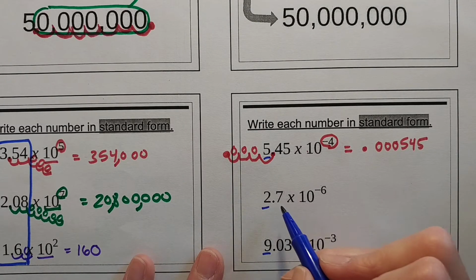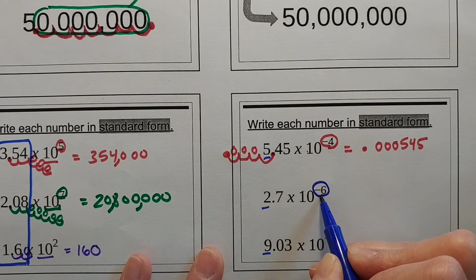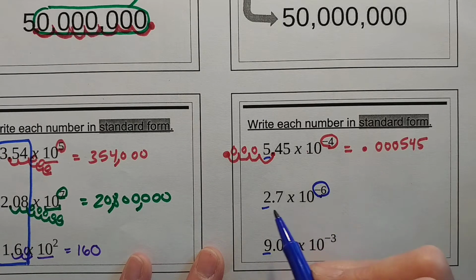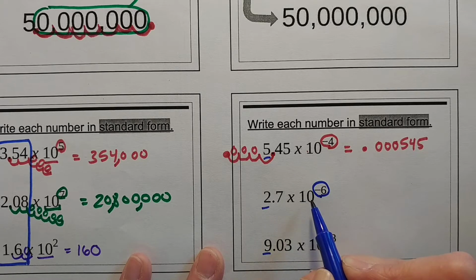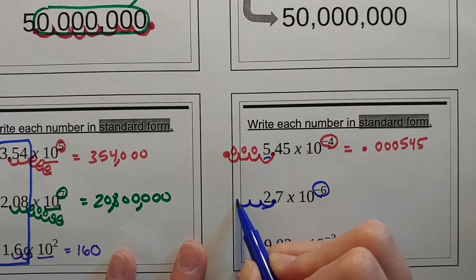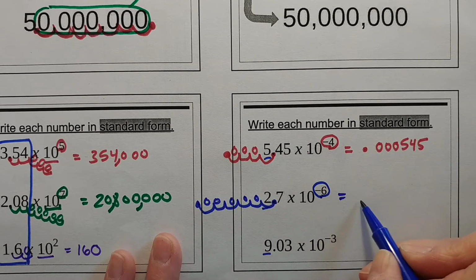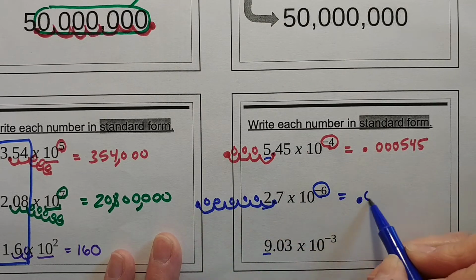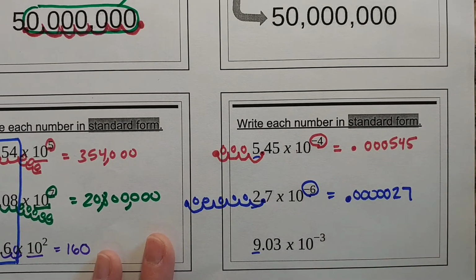So this one, 2.7 times 10 to the negative 6th. Really, what's happening here is we're taking 2.7 divided by 10, divided by 10, divided by 10, divided by 10, divided by 10, divided by 10, 6 times. So take the decimal point, move it to the left 6 times. 1, 2, 3, 4, 5, 6. Fill in with zeros, and we end up with 0.0000027. Again, a very small number.